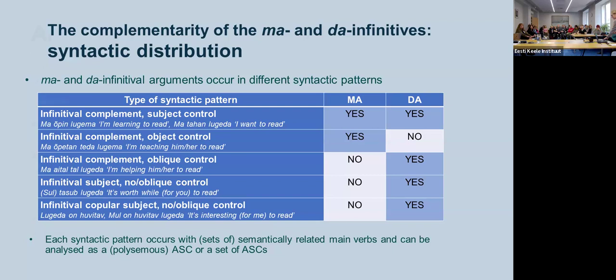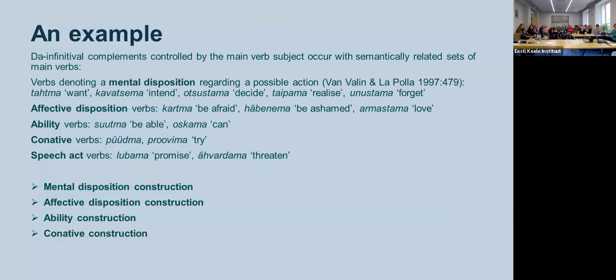And to give just an example of one pattern, this is da infinitival complements controlled by the main verb subject, and they occur with semantically related sets of main verbs. The largest group is verbs that could be described as denoting a mental disposition regarding the action denoted by the infinitive, with meanings like want, intend, decide, realize, forget. Another group which could be seen as related to the previous one is verbs denoting an affective relation, like be afraid, be ashamed, love.